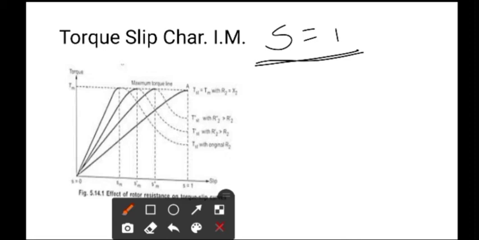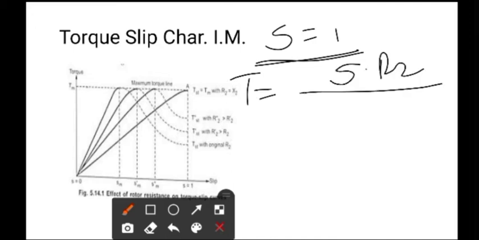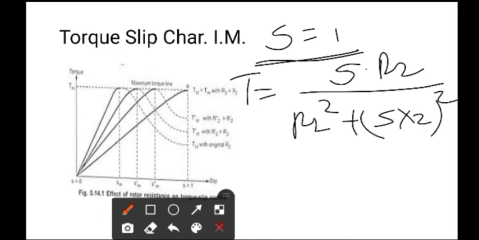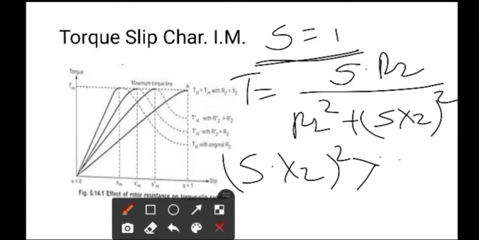So in this case, the torque equation becomes S into R2 divided by R2 square plus S into X2 bracket square. When the value of slip is 1 or nearer to 1, the S into X2 bracket square term is greater than R2, because here the value of slip is high compared with the previous situation. So here we neglect the term R2.